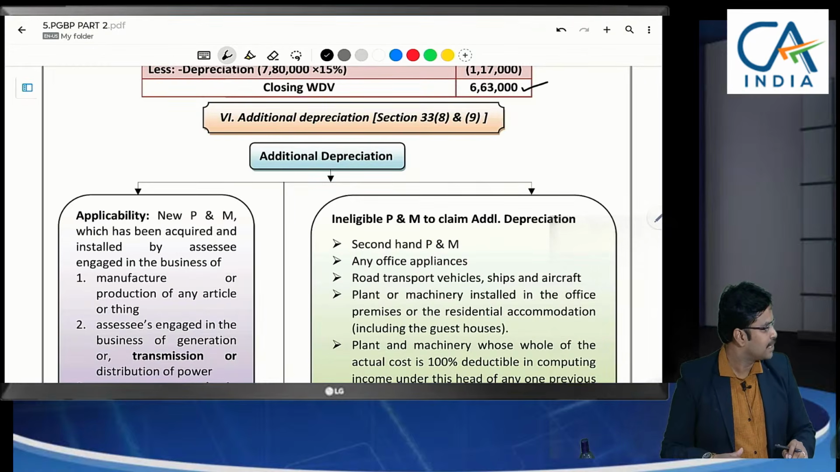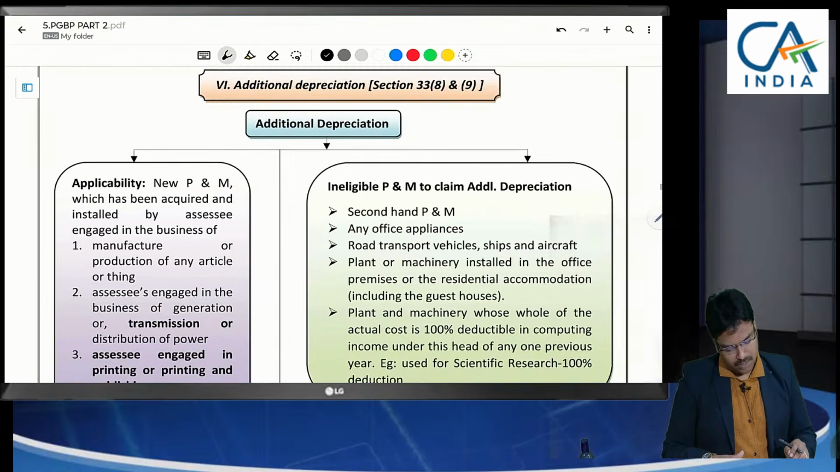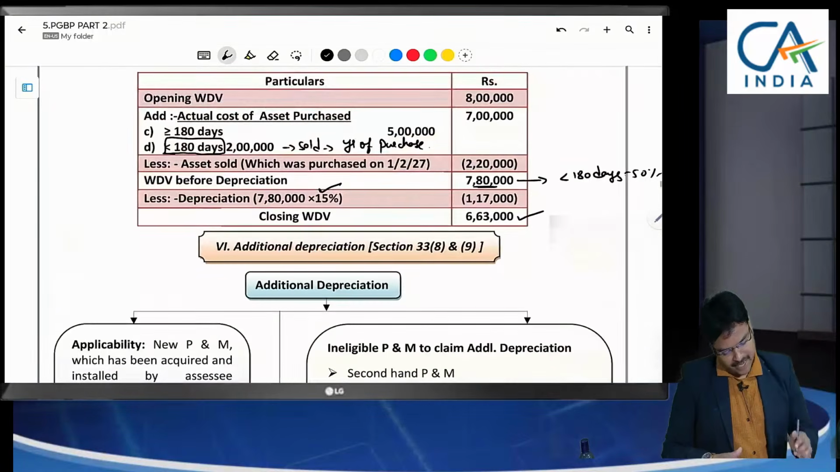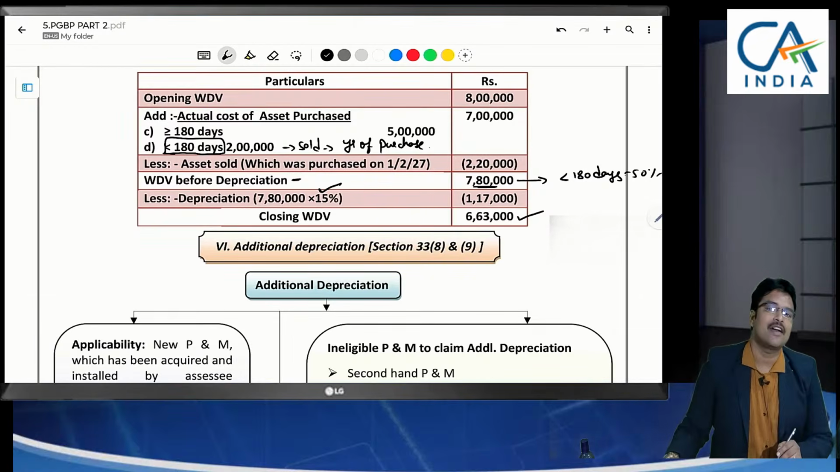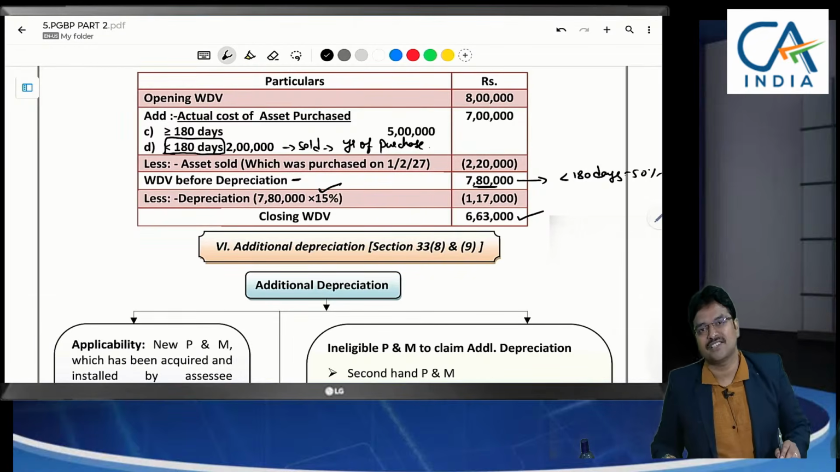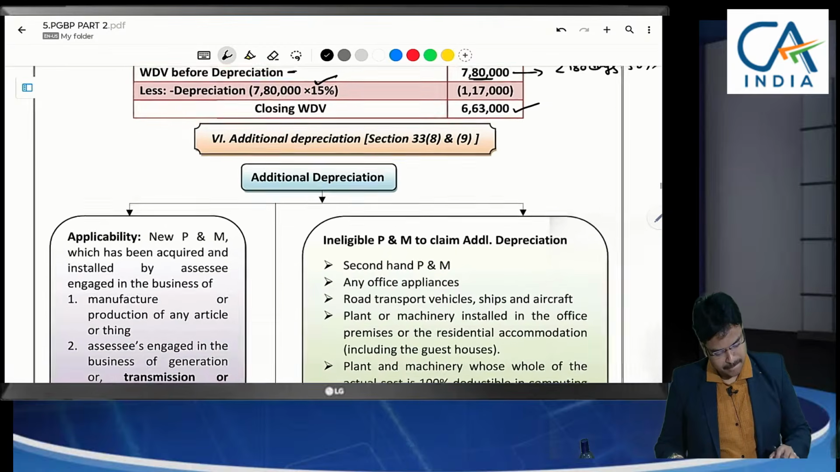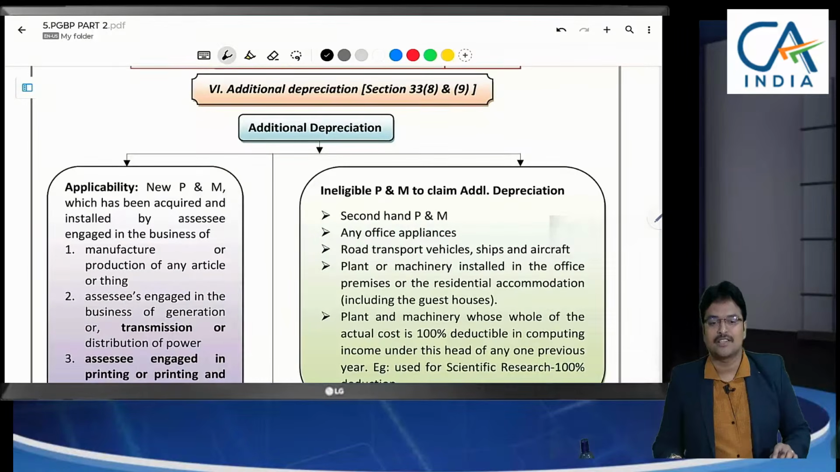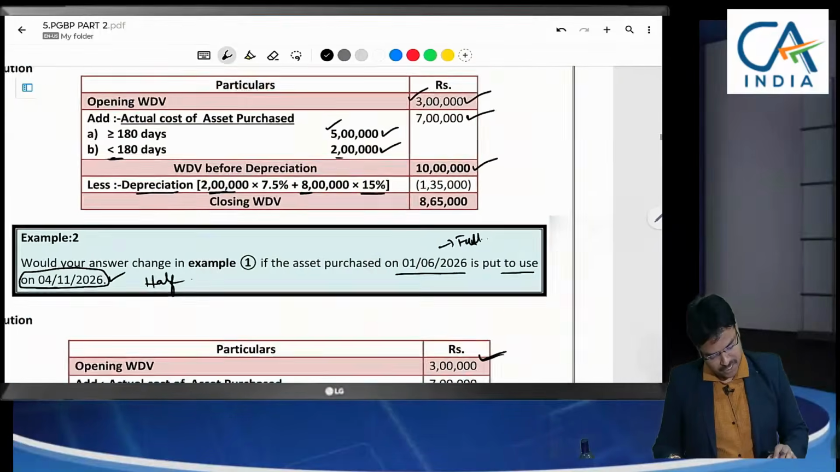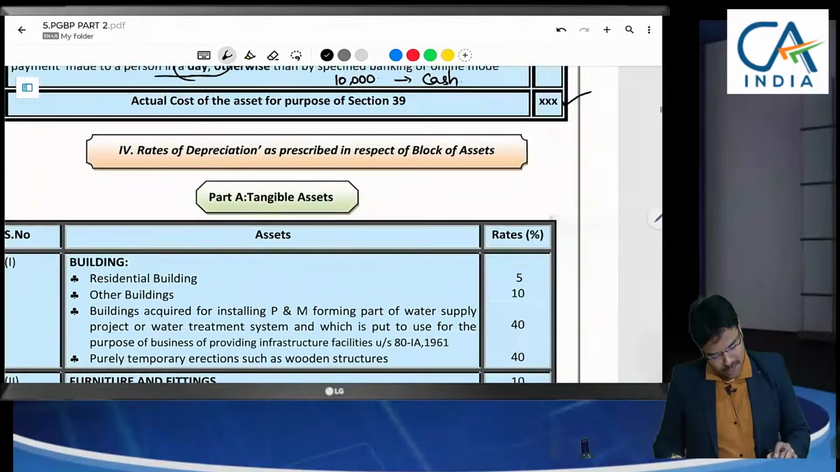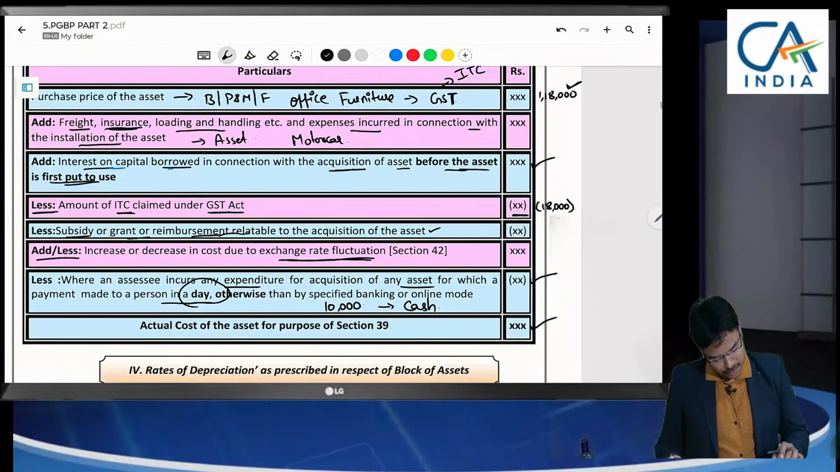Now coming to the next one. Here, WDV before depreciation means WDV as per books of account or WDV as per block of assets? WDV as per block only. Our books are not the criteria here. Coming to the next concept, additional depreciation. Before that, some points we have kept balance. Let me conclude them.